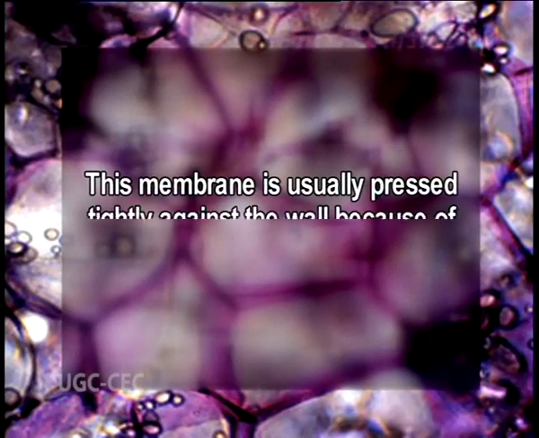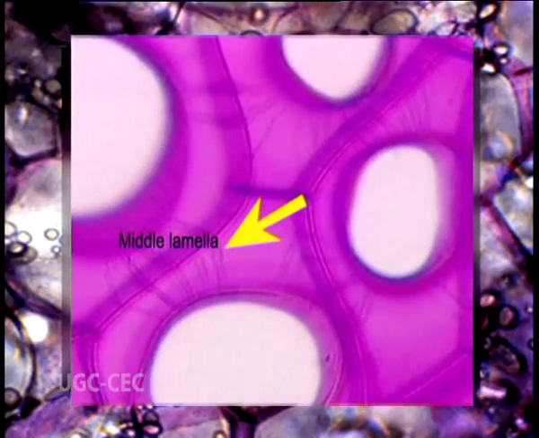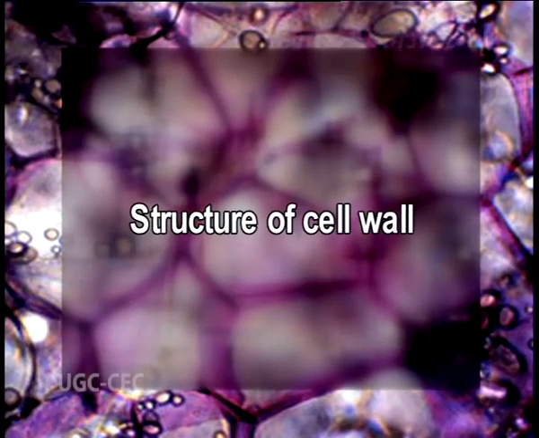The cell wall surrounds the protoplast, which includes the plasma membrane and all that it encloses. This membrane is usually pressed tightly against the wall because of the pressure of fluids inside. Many mature plant cells, especially those that have stopped growing, have laid down a secondary wall between the primary wall and the cell membrane. Between the primary walls of adjacent cells is the middle lamella that cements the two cell walls together. Now we will see the structure of the cell wall.